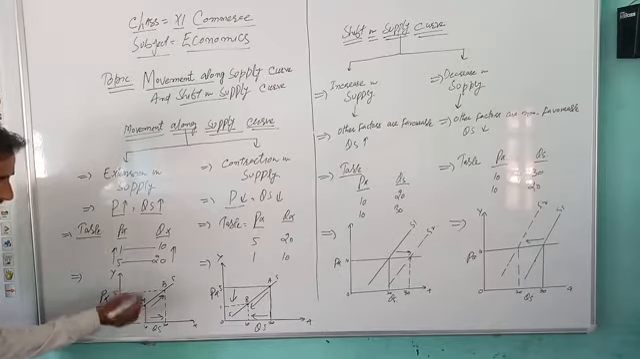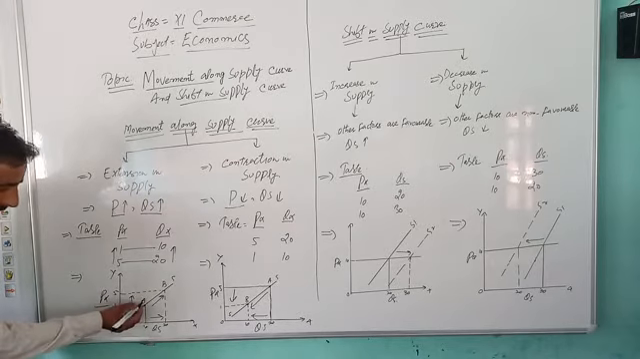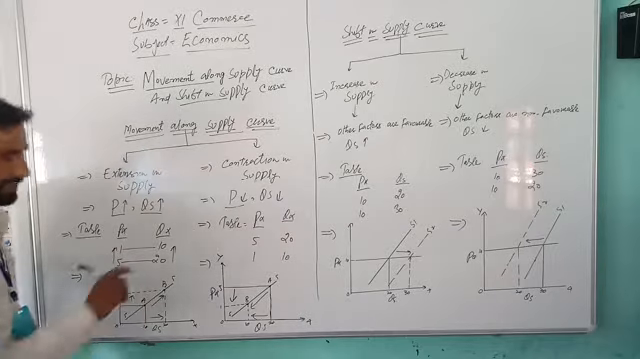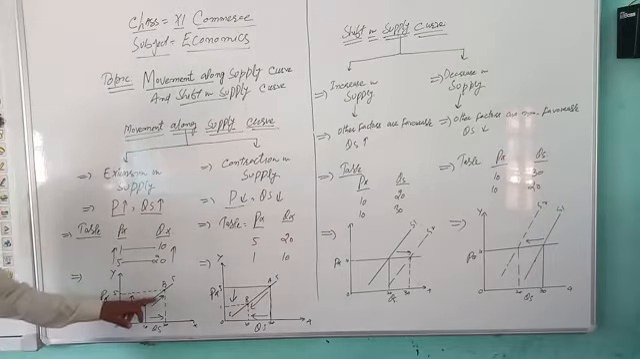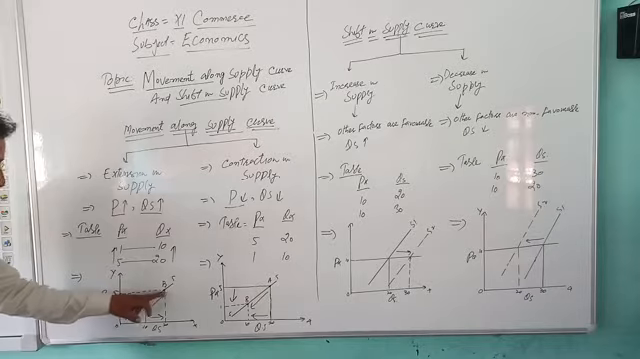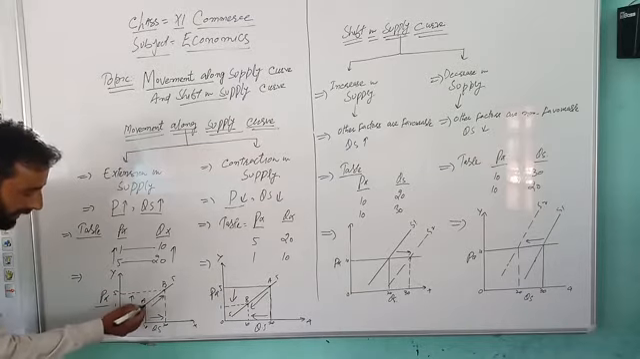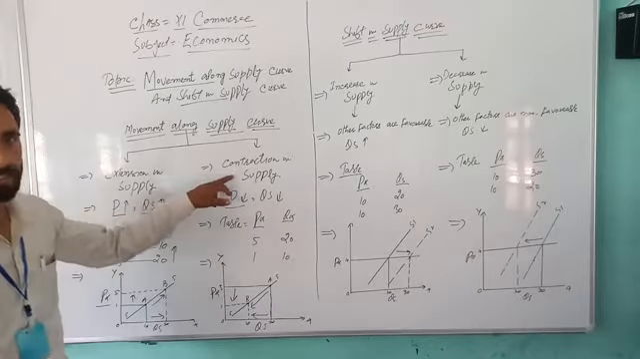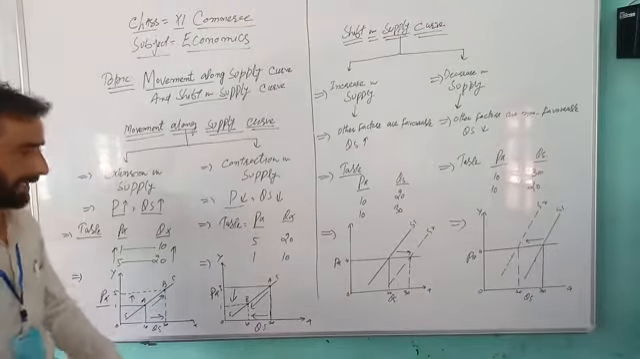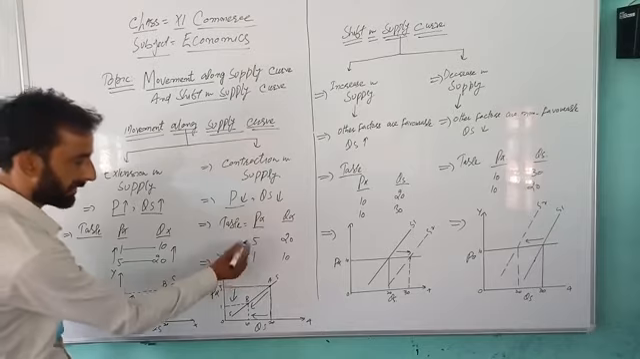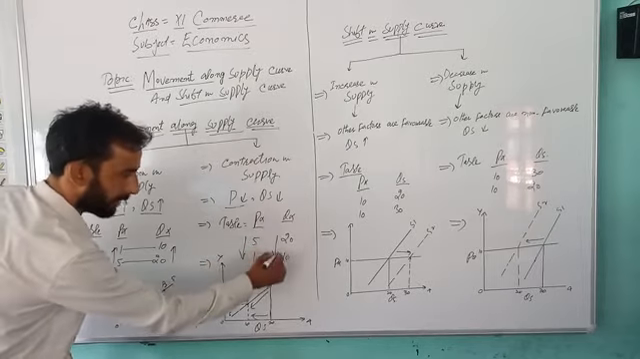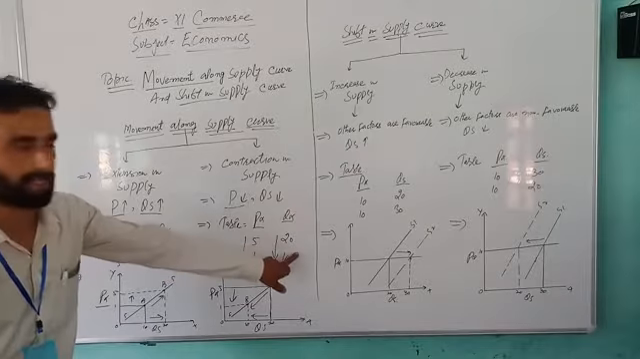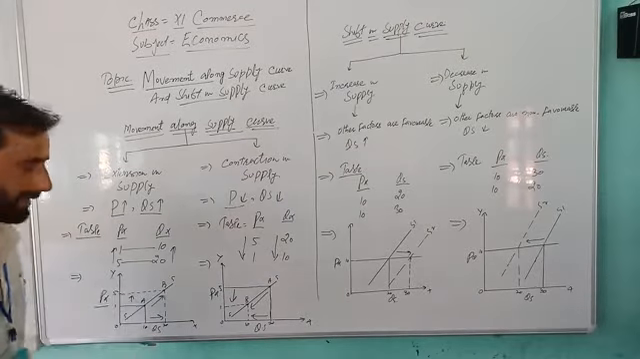And if we move along the supply curve from A to B, from this point to this point, it is the concept of extension of supply. Means price is increasing, quantity supplied will increase, and definitely we move from A to B. And contraction means price is decreasing, quantity supplied is also decreasing. Price is decreasing from 5 to 1, and this is also decreasing. Clear? When price falls, quantity supplied will also fall, because there is a direct relationship between them.